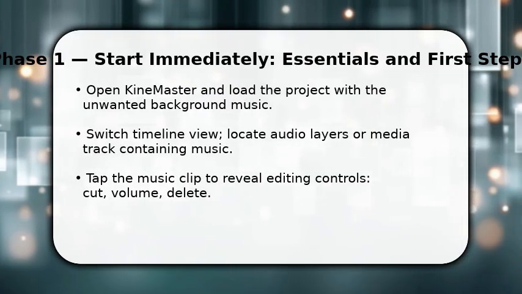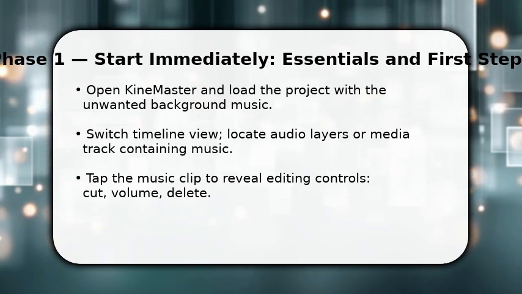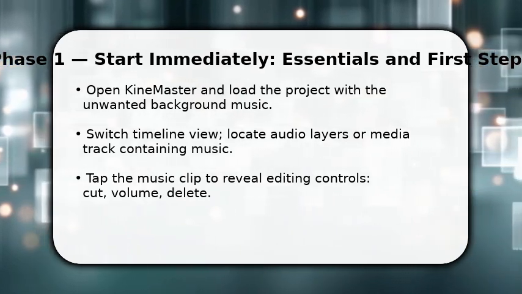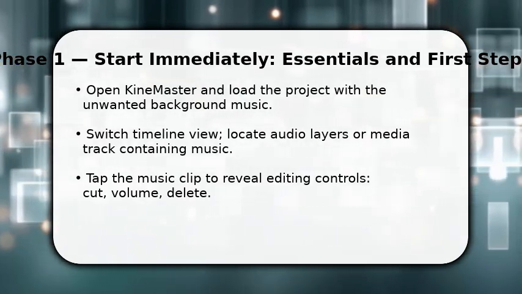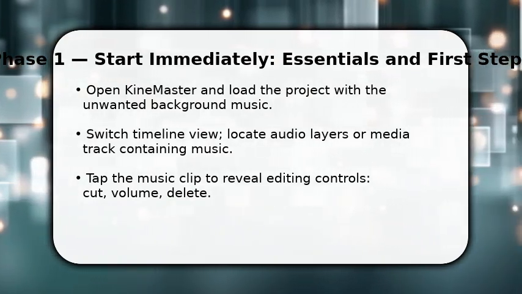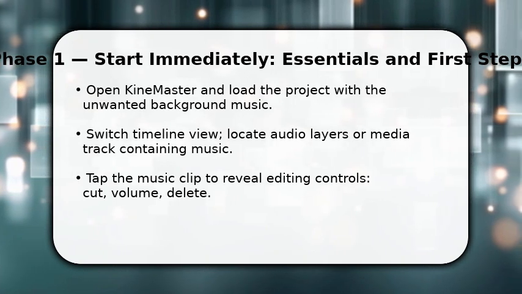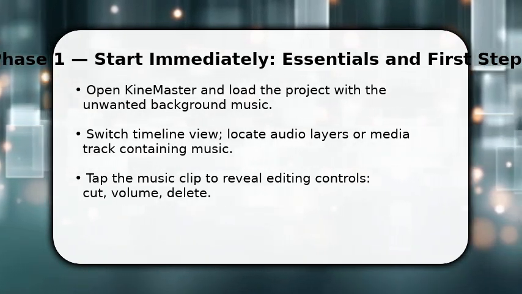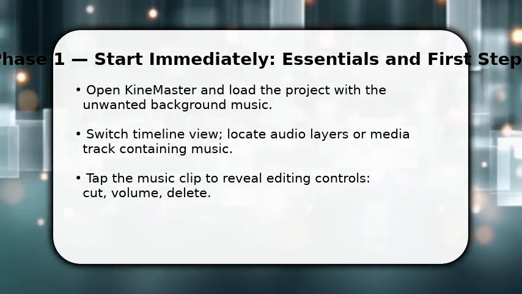You start by opening Kinemaster and loading the project that contains the background music. This gets you straight to the content. Next, switch to the timeline view and locate the audio layer or clip that holds the music. It's often labeled or sits beneath the video track. Tap that music clip to expose the editing controls.